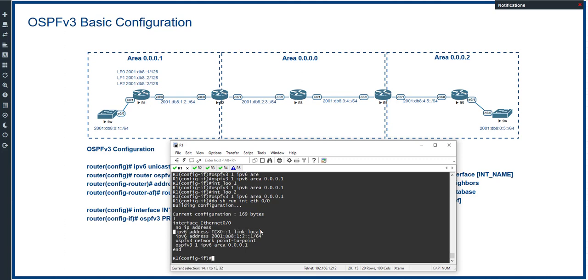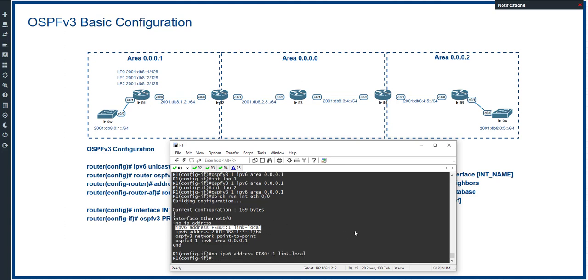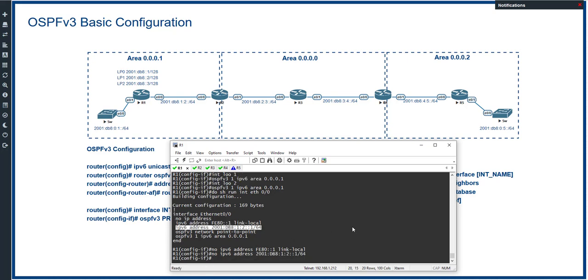Yes, here we have a link local address, but if you don't have a link local address, with IPv6 enable you can easily enable the link local address on this interface. Let me remove these two commands because this is not mandatory. We don't have a configured link local now, and we don't have the global unicast address now.